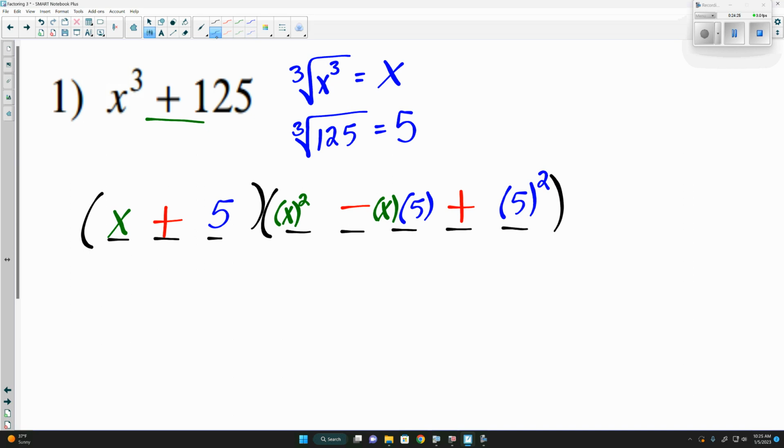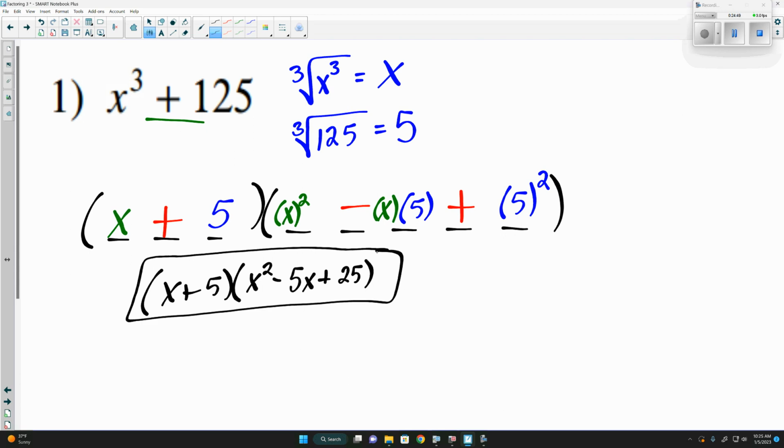So it's kind of that up and down. The first term is decreasing in power, the second is increasing. Now we can simplify this a little bit, because the x plus 5 in our first set of parentheses doesn't change. In the second set, we'll have x squared minus 5x plus 25. And that's it there. In dealing with solving, the quadratic part of this will always have complex terms.